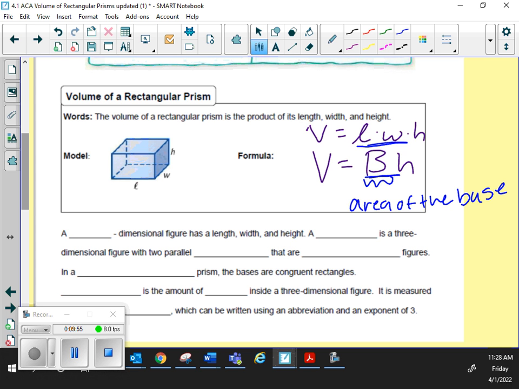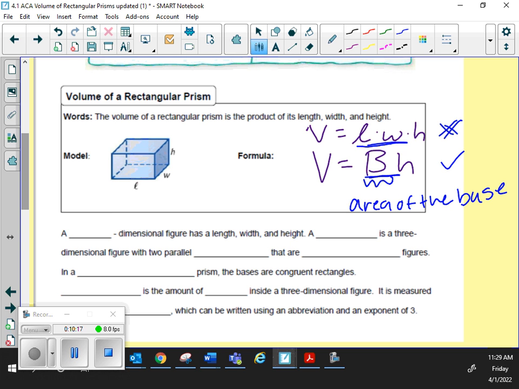I won't care which formula you use, okay? But when you go into seventh grade, and even on the sixth grade STAAR chart, they no longer use this formula and they will only see that one. So I need to make sure you understand. They will completely get rid of length times width times height and use capital B h, but just know they're interchangeable.